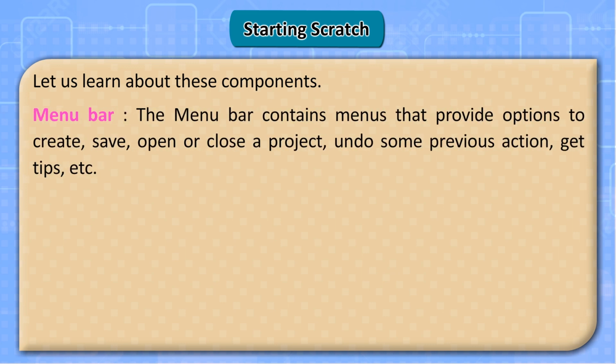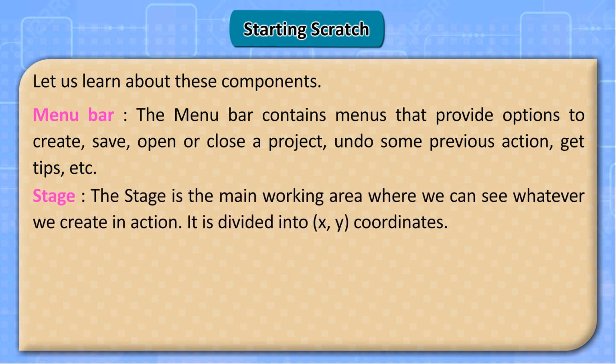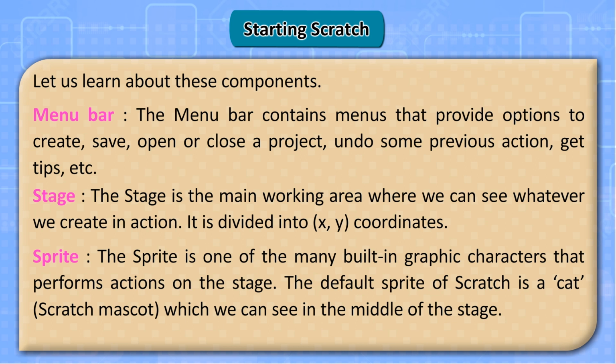Menu bar. The menu bar contains menus that provide options to create, save, open or close a project, undo some previous action, get tips, etc. Stage. The stage is the main working area where we can see whatever we create in action. It is divided into X, Y coordinates. Sprite. The sprite is one of the many built-in graphic characters that performs actions on the stage. The default sprite of Scratch is a cat, the Scratch mascot, which we can see in the middle of the stage.